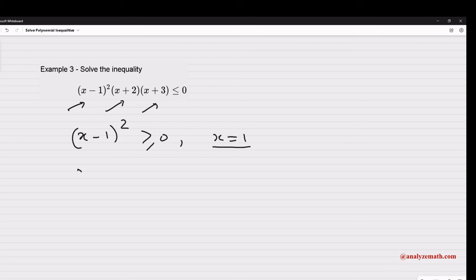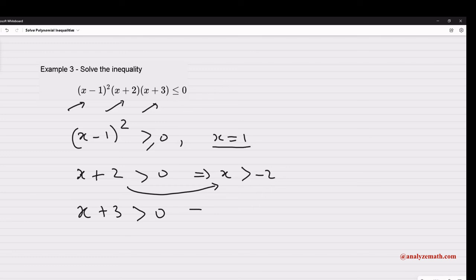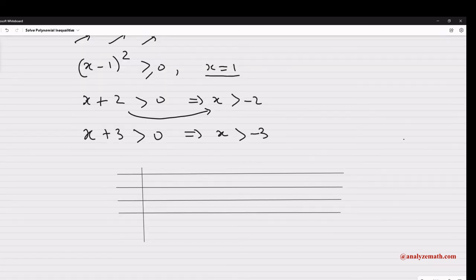Now x plus 2, the second term, will be positive when x is bigger than minus 2. I just solved the linear inequality. The third term, which is x plus 3, is bigger than 0 when x is bigger than minus 3. So now let's put all the information we have together into a table.